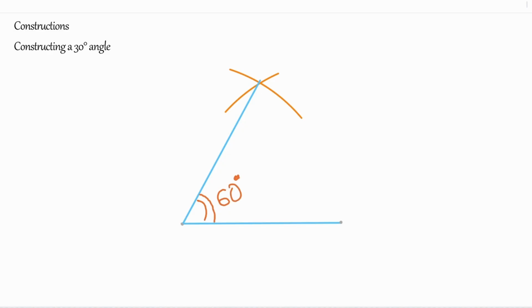We can use this 60-degree angle to construct a 30-degree angle. We've previously looked at how to bisect an angle, and we know that if we have 60, we can get 30 by dividing by 2. So once we have constructed our 60-degree angle, we simply need to bisect it in order to get a 30-degree angle. So if we again take our compass, put it at the corner of the angle, and draw the first set of arcs on both the lines.